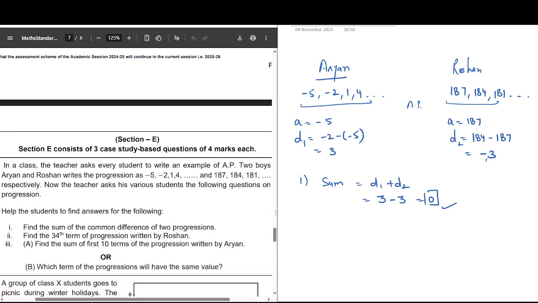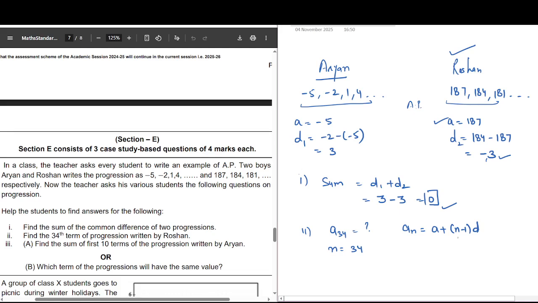Okay. Now the second part is find the 34th term of the progression written by Roshan. So this is the progression written by Roshan and we have to find out the 34th term. That means A34 we have to find out, right? So A34 means the value of n is 34. A is already written as 187. Common difference we have -3. So we know the nth term of an AP is A plus n minus 1 into D.